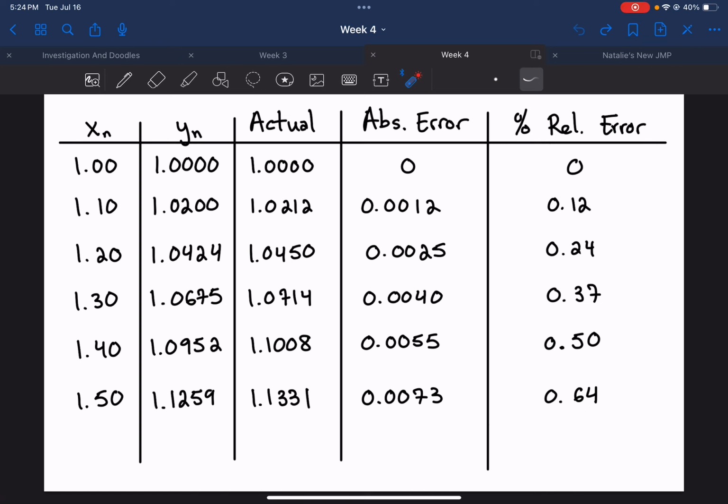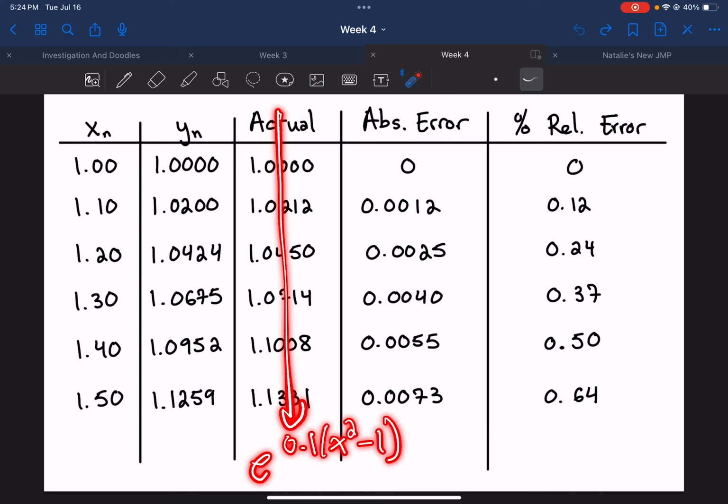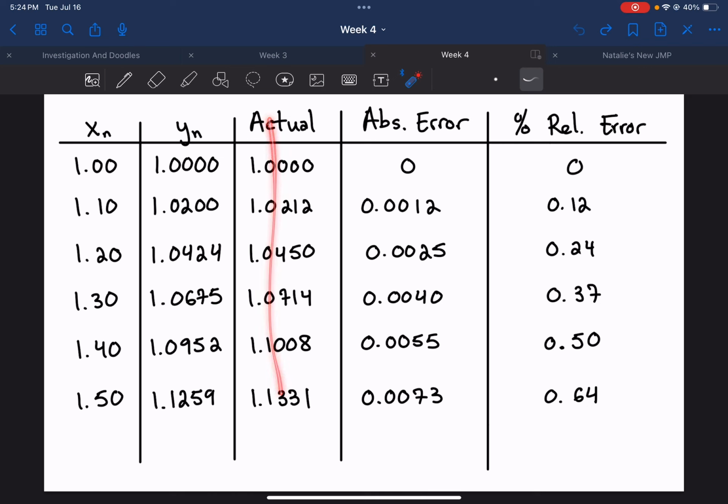And here's what we get. We get these values of x that were given to us. These are my approximated values that I got using Euler's method. These are the actual values, which you get from plugging into that e to the 0.1 x squared minus 1 equation. Using these, I can calculate the absolute error. And then once I have the absolute errors, I just divide by the actuals and multiply by 100, and I get my percent relative errors.